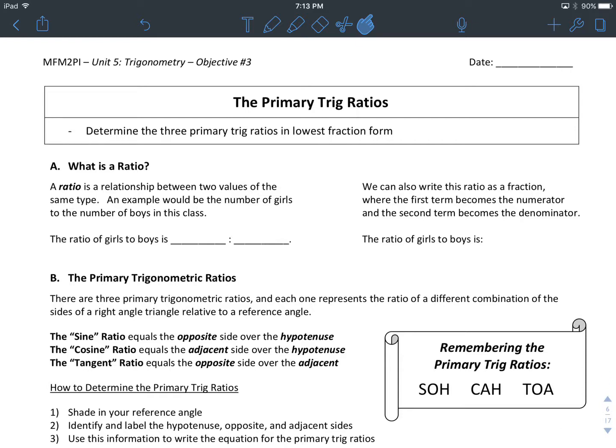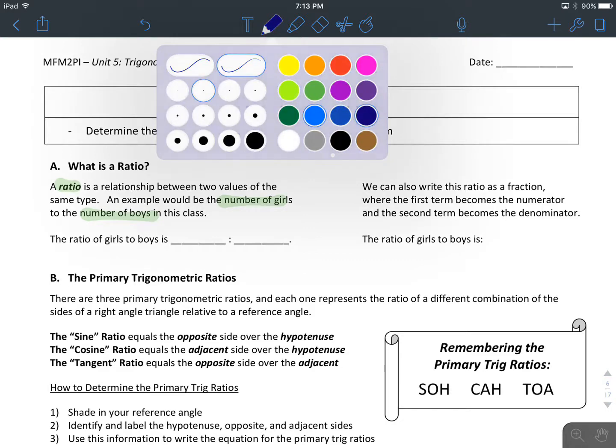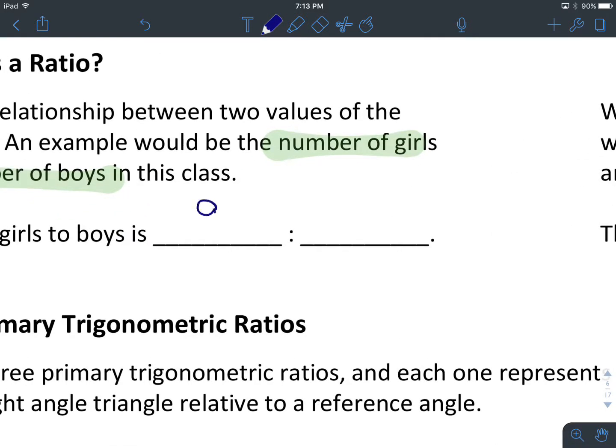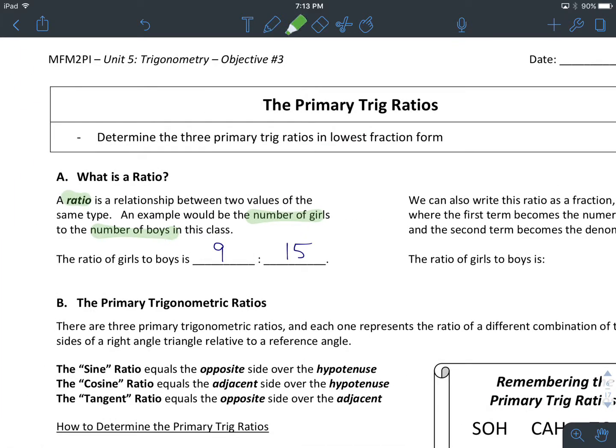As you can see here in the note, a ratio is a relationship between two values of the same type. One example of this would be the number of girls and the number of boys in our current math class. They're of the same type in that they're both people, but we can subdivide it into two parts of those people: girl part, boy part. If we consider the 24 students in our class, 9 of our students are girls and 15 of our students are boys. So this is a ratio, and you'll notice one way to identify a ratio is that it has a colon between them. So it's 9 to 15, and it doesn't need a unit because the unit is going to be the same, which in this case would be people.